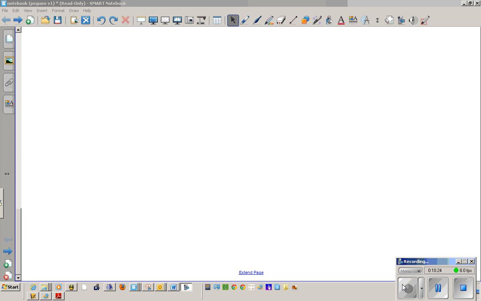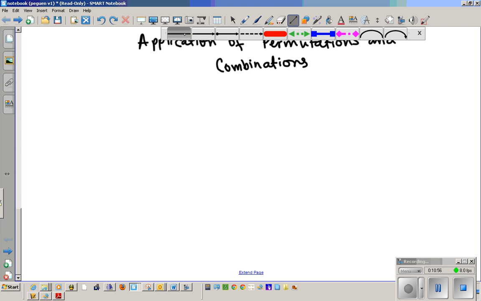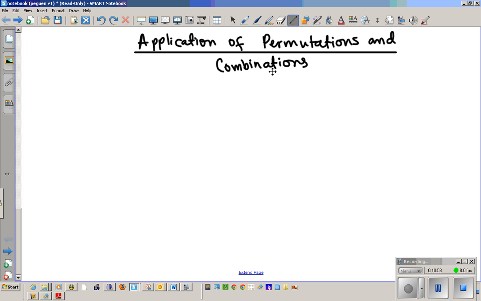Alright, welcome back, students. Now we're going to go into the actual word definition of permutation and combination and its application. So let's write the title of the second part of the notes: Application of permutations and combinations. What we're going to do is write down the definitions in word form for the two methods of selection of n elements out of a bigger set.